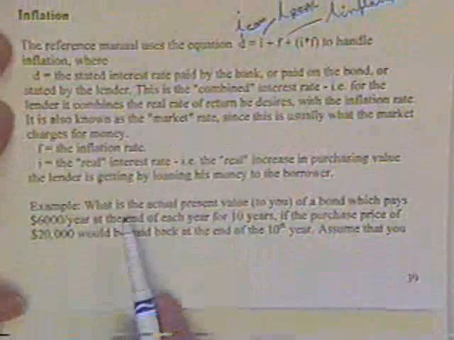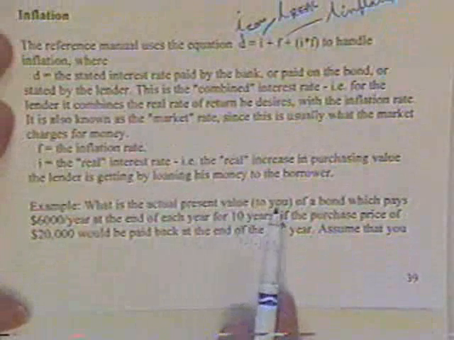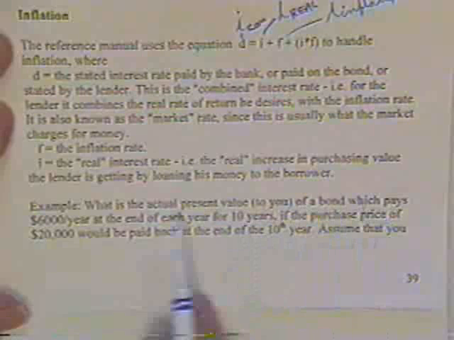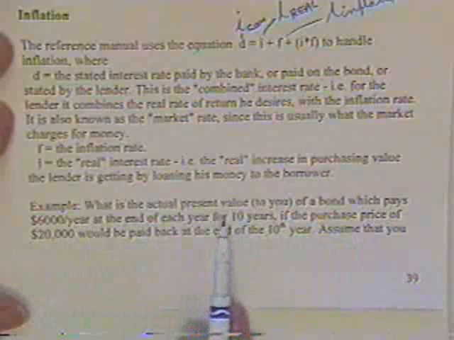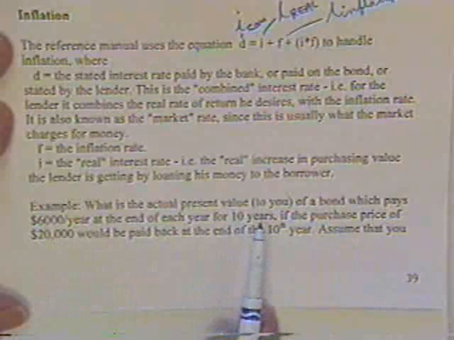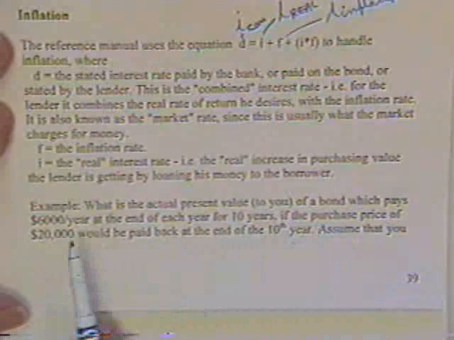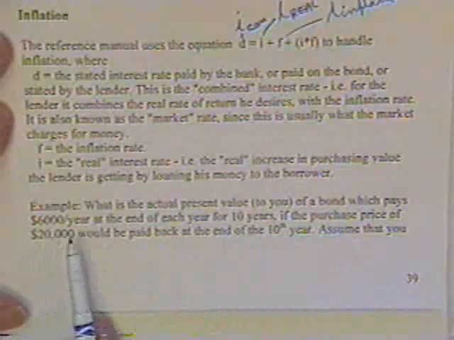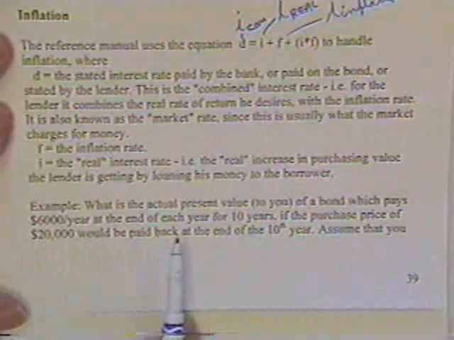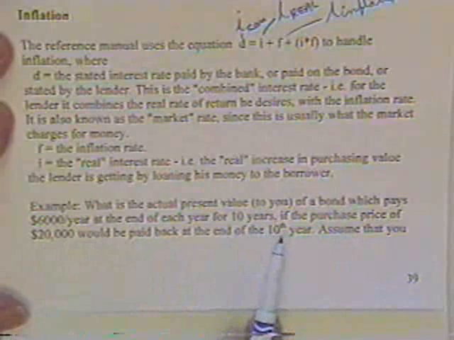Here's an example. What is the actual present value to me of a bond which pays $6,000 a year at the end of each year for 10 years, and the purchase price was $20,000 at the end of the 10th year?